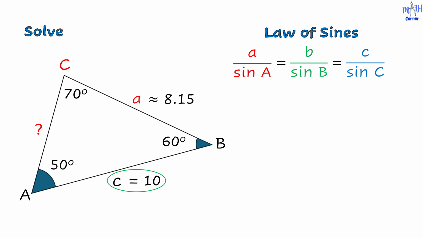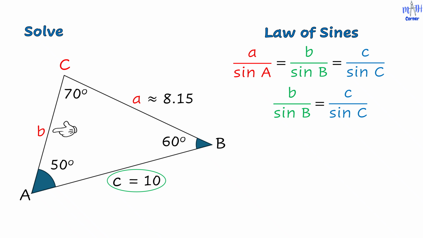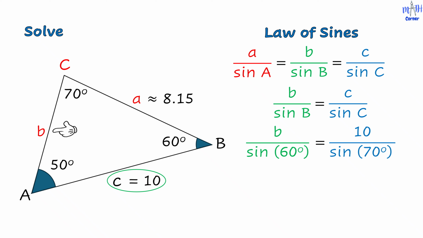Step 4. Solve for side B. Do the same method for side B. Let us use B over sine B equals C over sine C. Substitute the given values. B over sine 60 degrees equals 10 over sine 70 degrees.